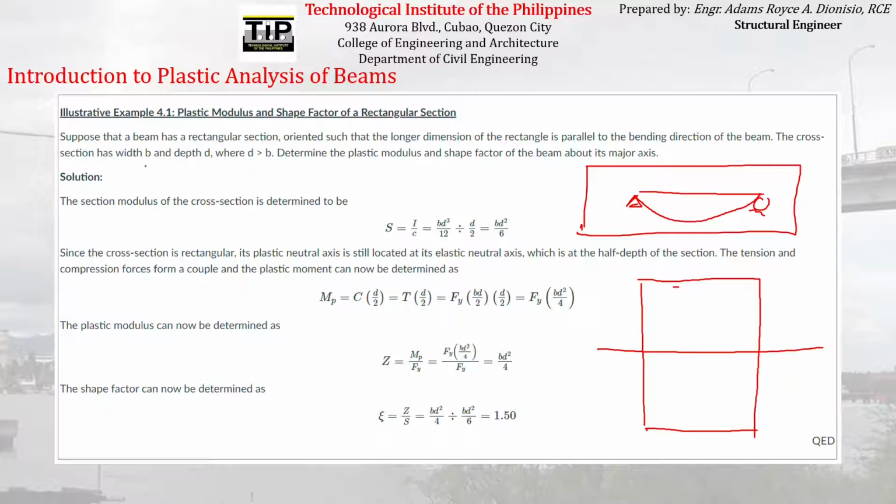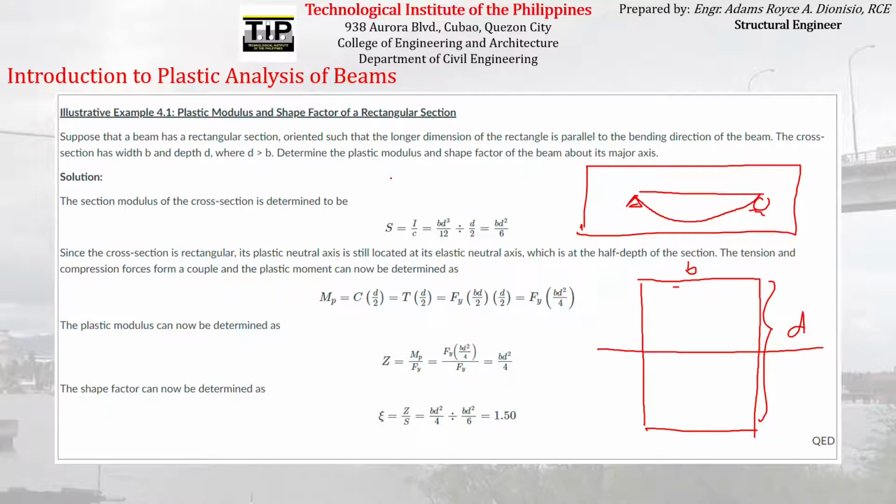The cross section has a width B and a depth D. So ito daw, B daw to. Tapos ang total depth ay D, where D is greater than B. So mas malaki daw yung depth kaysa sa B, sa width.